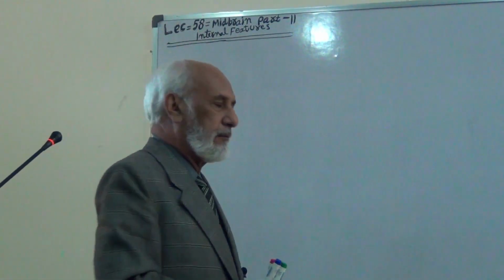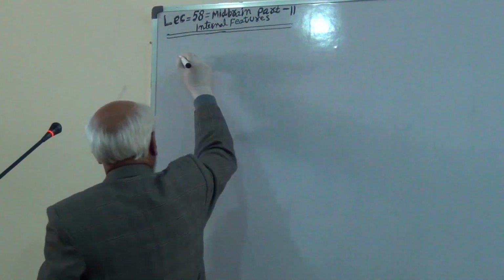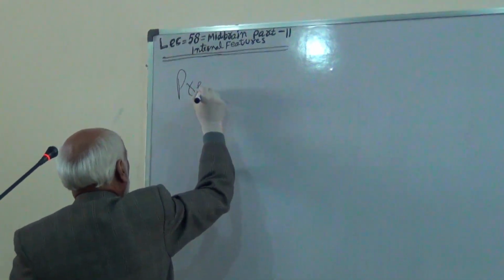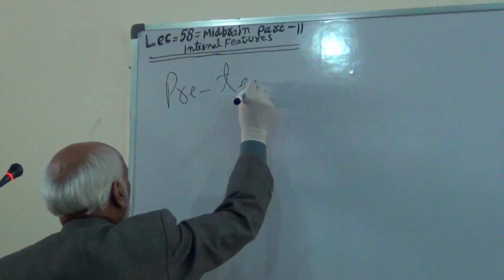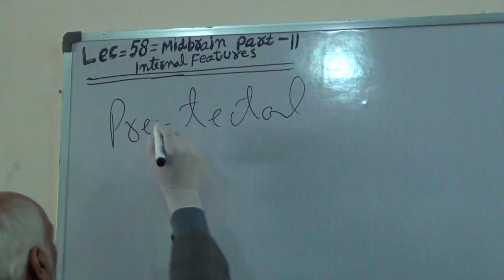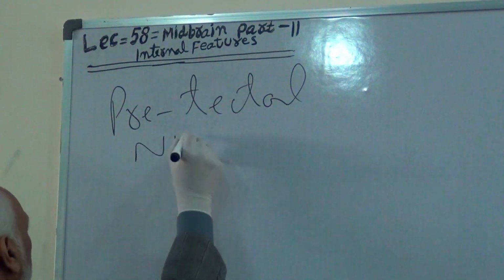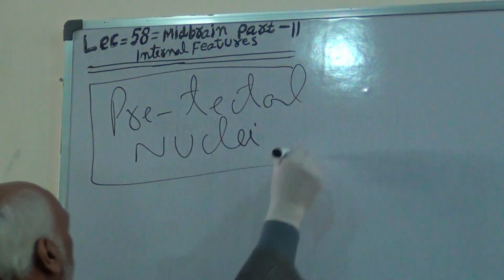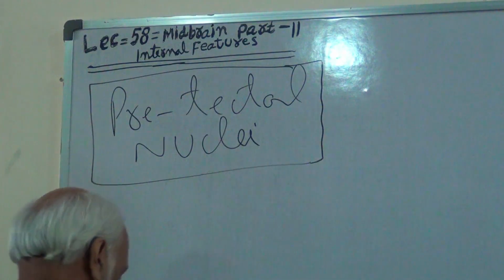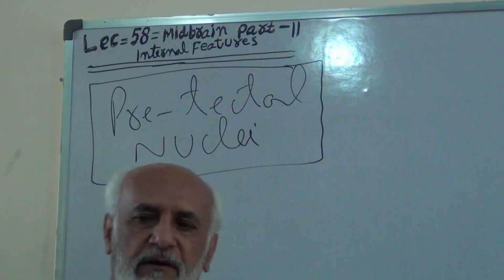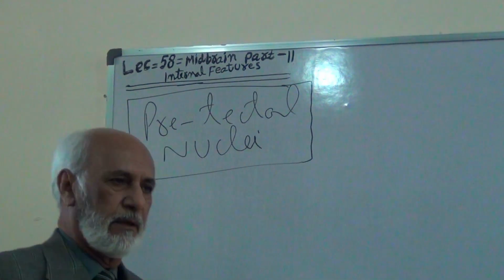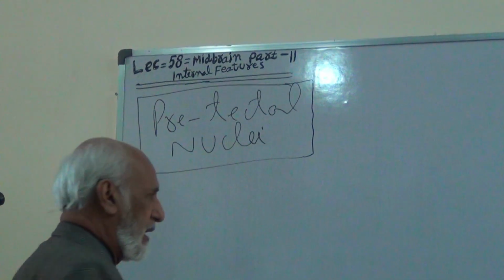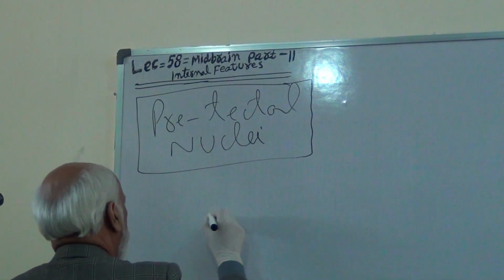Another important feature of the midbrain are pretectal nuclei. Now, pretectal nuclei are located in the midbrain at the level of superior colliculus.